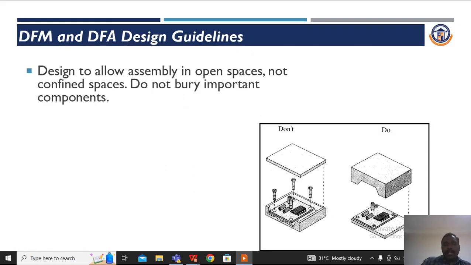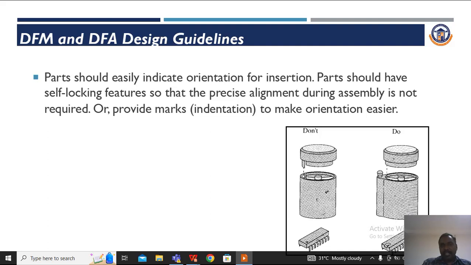And then the design should allow assembly in open space, not in a confined space. If you see here, there is an open space, and there, there is no open space, it is a confined space. Screwing in a confined space will lead to an increase in assembly time. If it is easy to screw, the assembly time will be reduced, which will reduce the time to market. So this is what design for manufacture will do for a product.